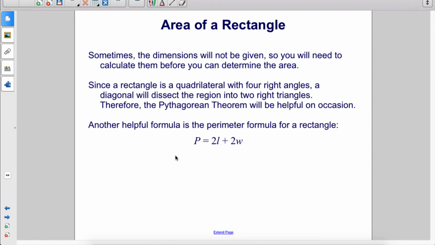Sometimes the dimensions will not be given, so you will need to calculate them before you can determine the area. Since a rectangle is a quadrilateral with 4 right angles, a diagonal will dissect the region into 2 right triangles. Therefore, the Pythagorean theorem will be helpful on occasion. Another helpful formula is the perimeter formula for a rectangle. P equals 2 times length plus 2 times width.